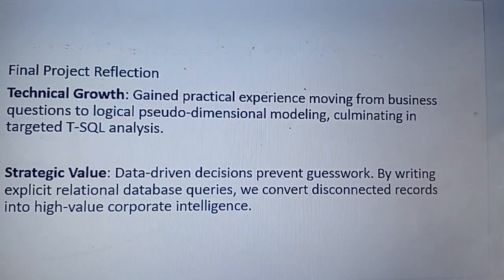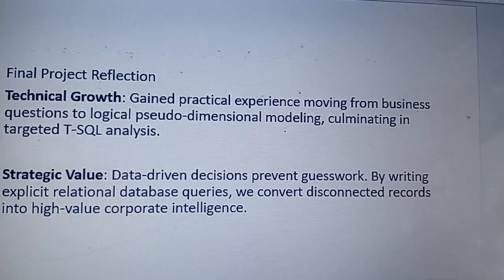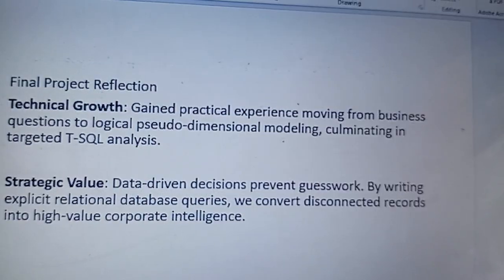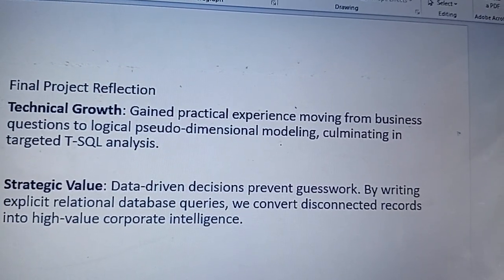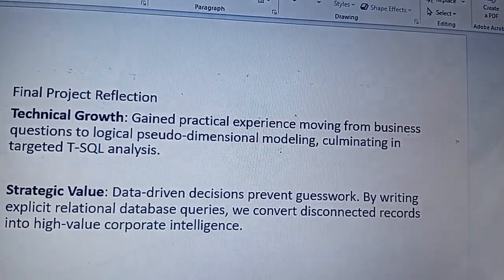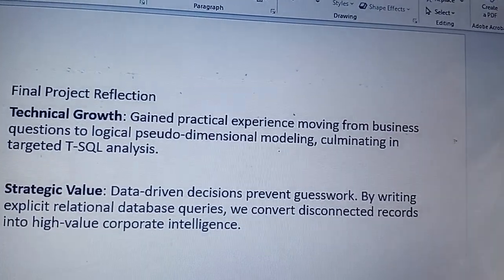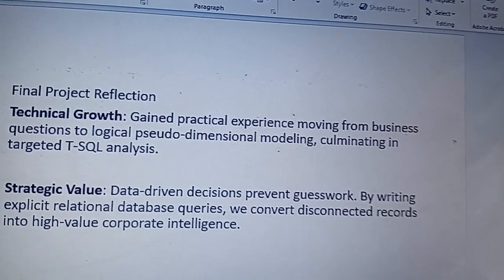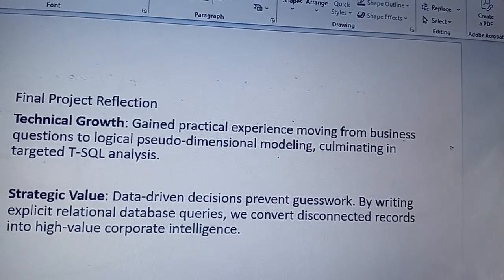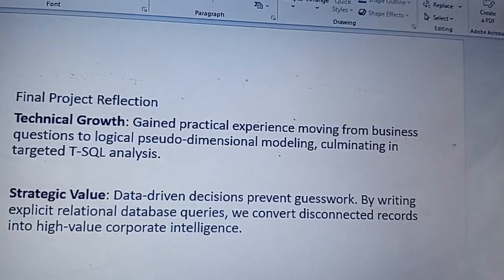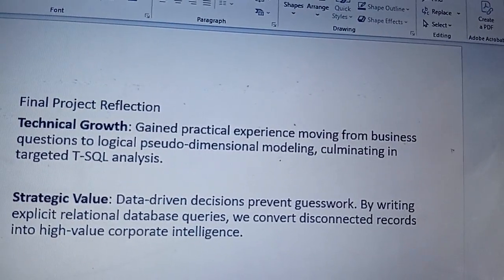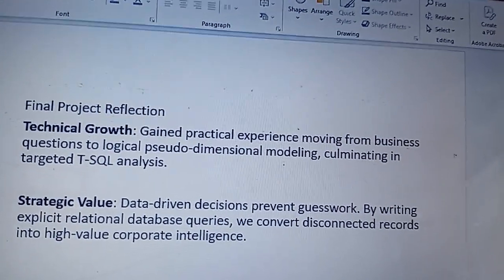In conclusion, this project provided me with invaluable experience bridging the gap between business inquiries and technical data engineering. By developing a dimensional framework like dim_employee and executing clean T-SQL queries, I learned that database administration is not merely about data storage. It is about translating raw technical assets into competitive business advantage that supports robust data-driven decisions. Thank you for your time.